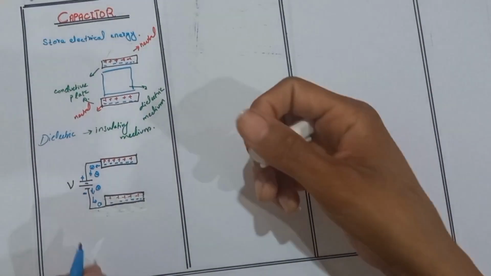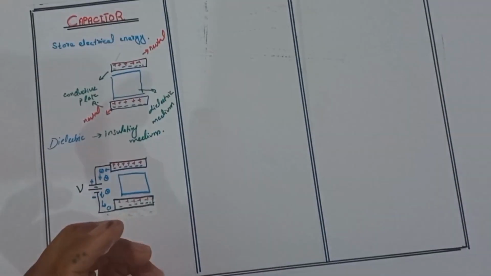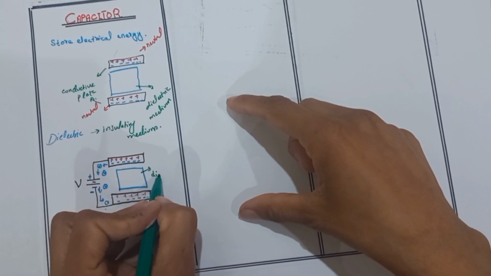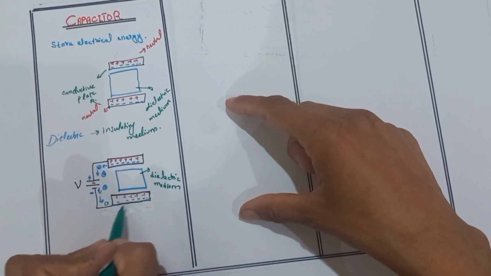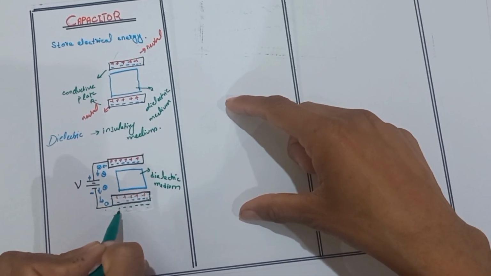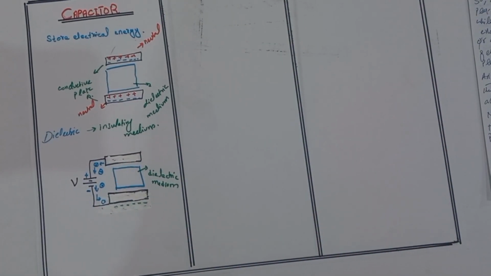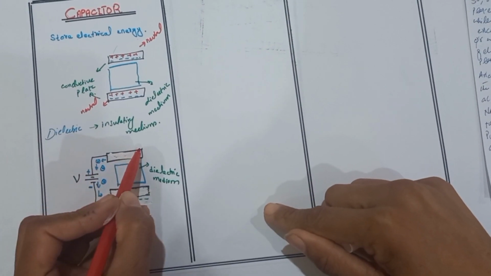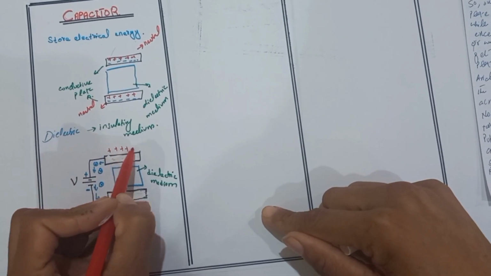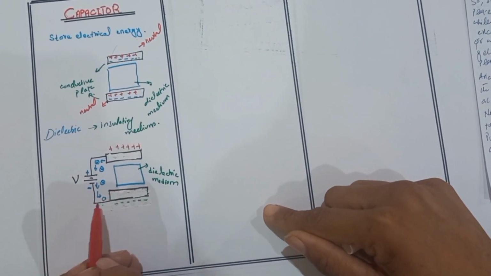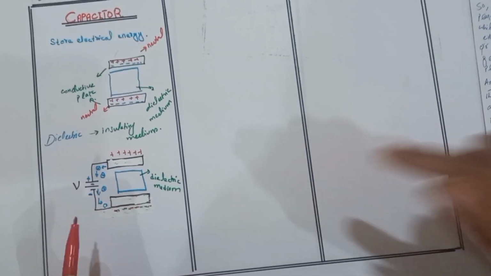When electrons move to this bottom plate, because of this dielectric medium between these plates, the electrons do not cross this region, they accumulate at the bottom plate of the capacitor. So over a period of time, the top plate will have a shortage of electrons and the bottom plate will have an excess of electrons. So we can say that the top plate will get positively charged, and because of the electrons accumulated at the bottom plate, this plate will get negatively charged.